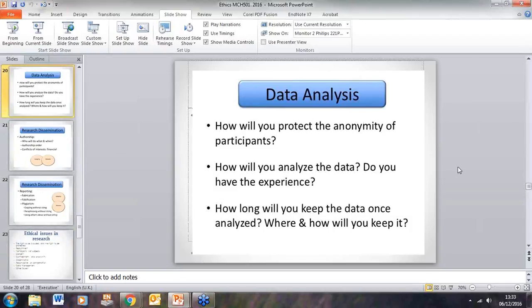Data analysis is another aspect that we need to think about very closely. So we need to protect the anonymity of our participants. We need to ensure that we analyse the data appropriately. And when we've analysed the data, we need to ensure that we've kept it safely and securely, and disposed of it in the appropriate way if that's our plan.